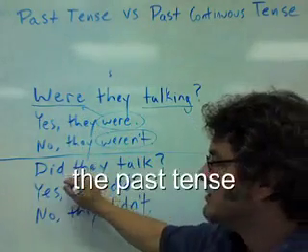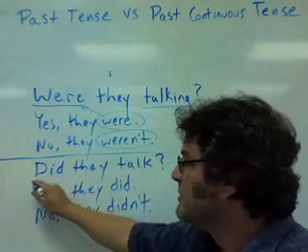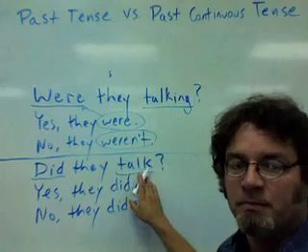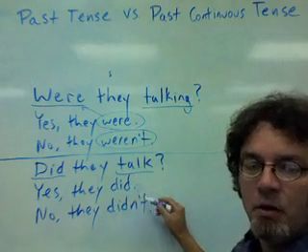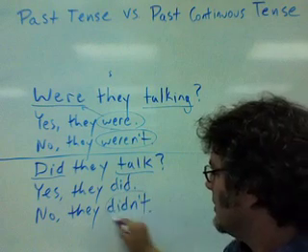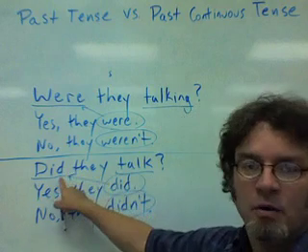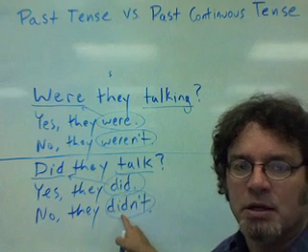In the past tense, did they talk? This is the helping verb, did, and the main verb, talk, is in the simple form. Answer, yes, they did, or negative, no, they didn't. Notice how these match the beginning of the question. Did, or didn't.